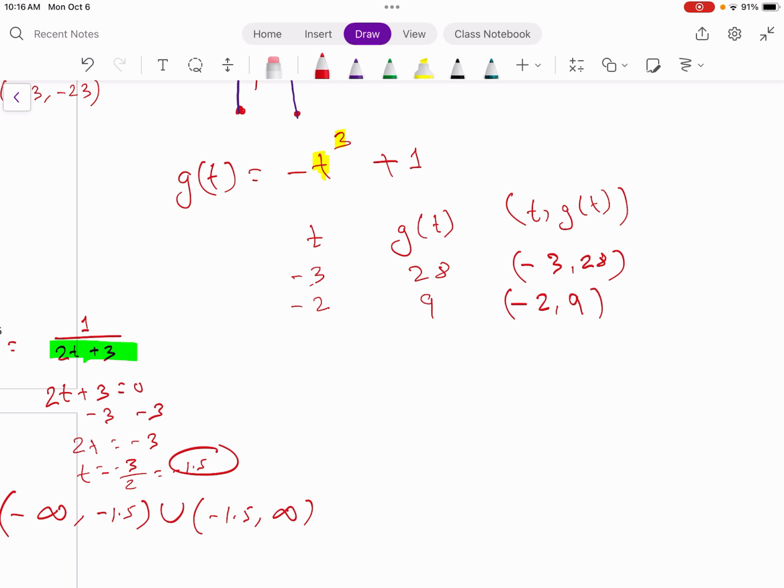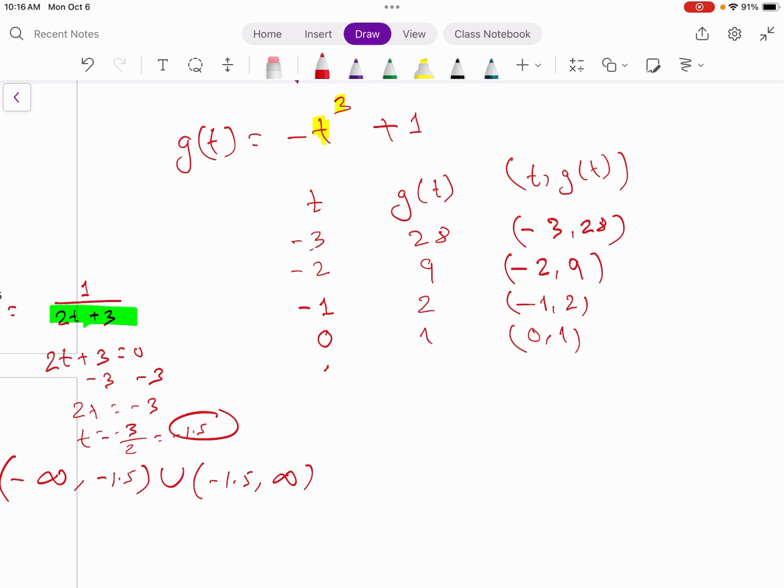Let's find the third point. Let's take negative 1. If our t is negative 1, what will be the output? Cube of negative 1 is negative 1. And we have negative here. That makes positive 1 plus 1. That is 2. Okay. So negative 1, 2. If our t is 0, then we get 1, so 0, 1. If our t is positive 1, now we get 0.